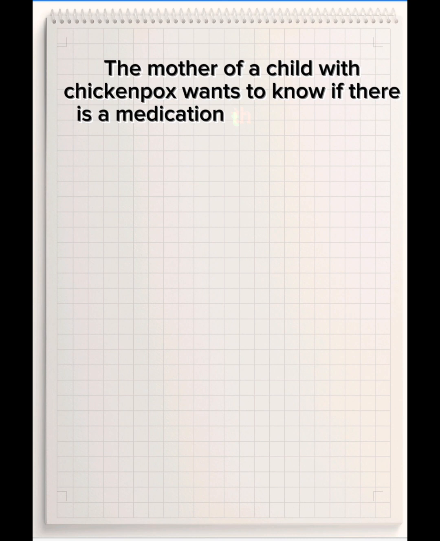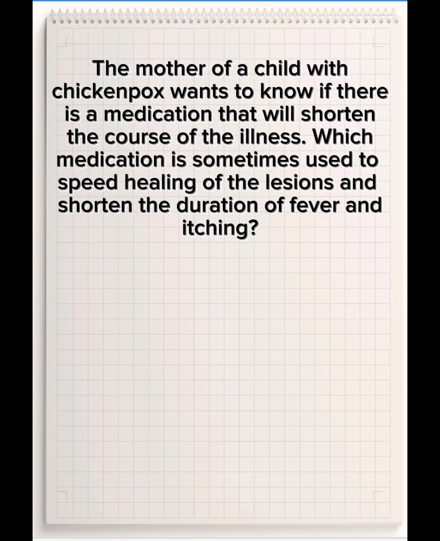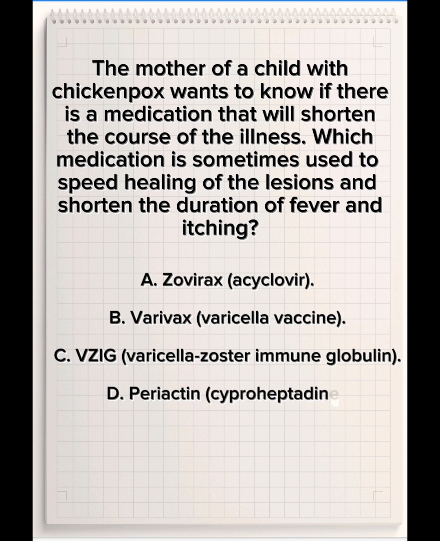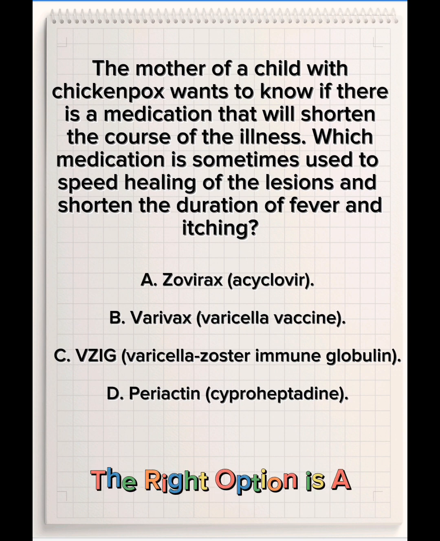The mother of a child with chickenpox wants to know if there is a medication that will shorten the course of the illness. This medication is sometimes used to speed healing of the lesions and shorten the duration of fever and itching. A. Zovirax, acyclovir. B. Varivax, varicella vaccine. C. VZIG, varicella zoster immune globulin. D. Periactin, cyproheptadine. The right option is A.